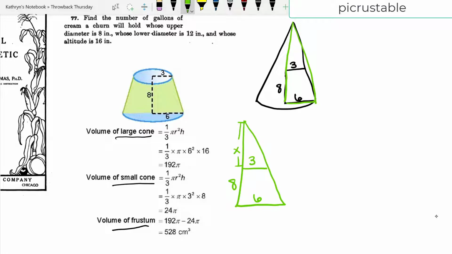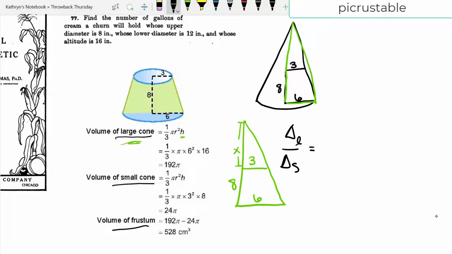Now, when we're talking about the large cone, we're talking about the whole thing. So to figure out the height of that big cone, we need to figure out X. And it's actually really easy. All we're going to do is do similar triangles. Now, I like to talk about the large triangle over the small triangle.